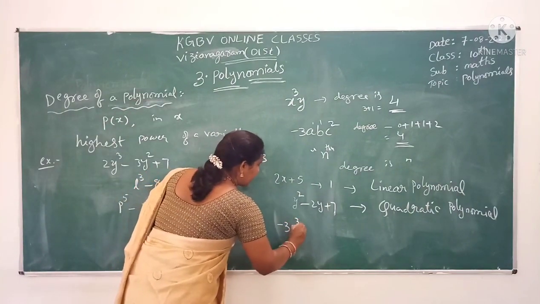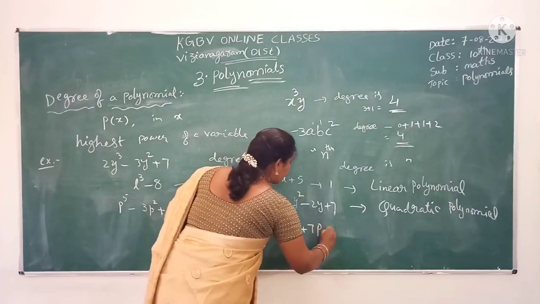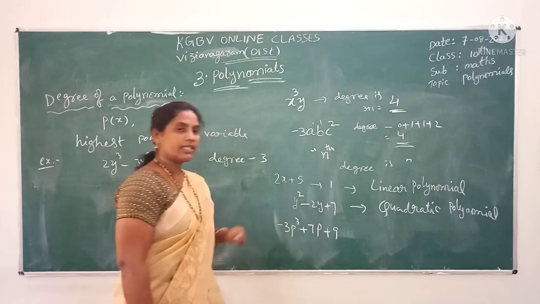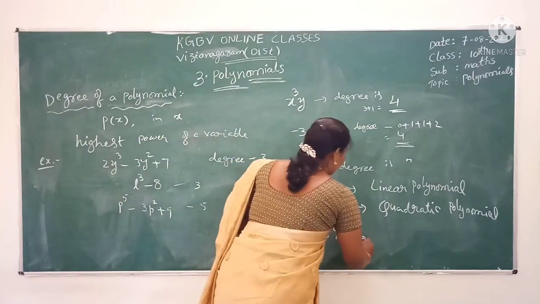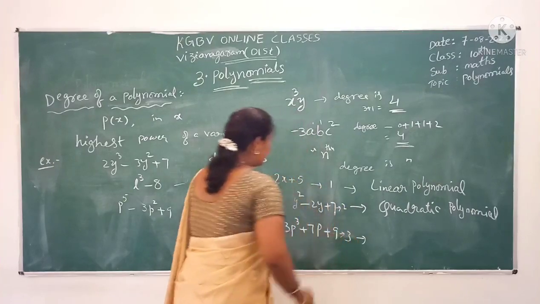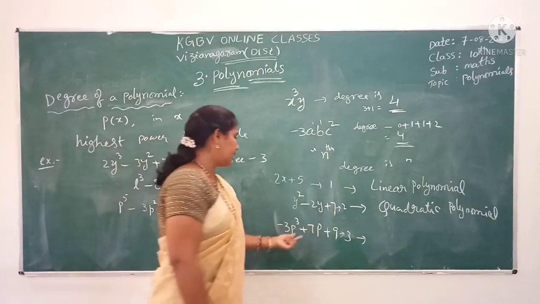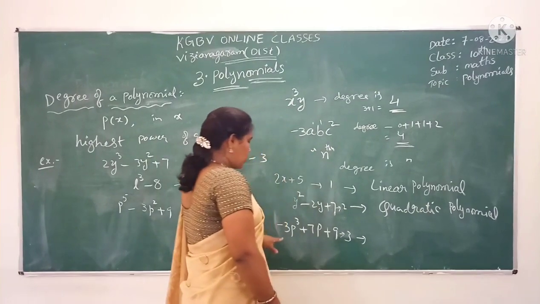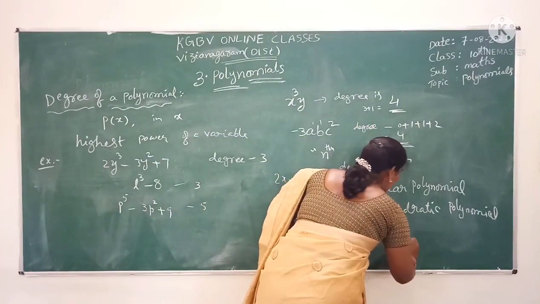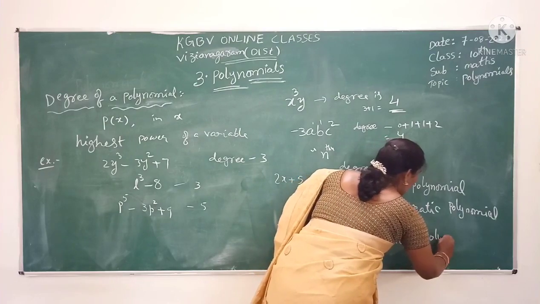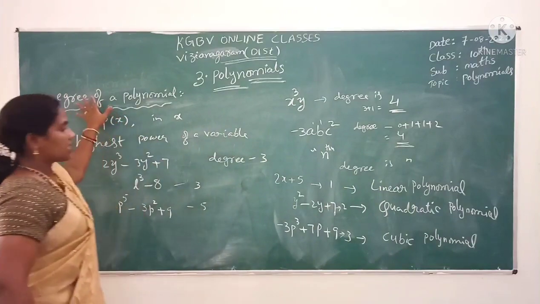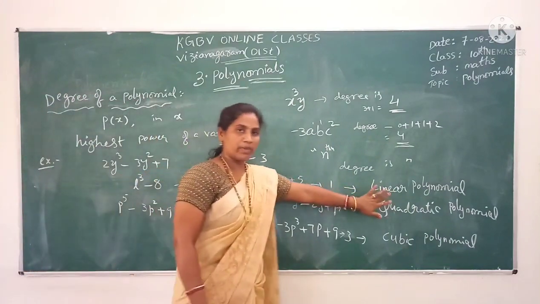Minus 3p cube plus 7p plus 9. This polynomial has degree 3. So a polynomial with degree 3 is called a cubic polynomial. According to degree, the types of polynomials are linear, quadratic and cubic.